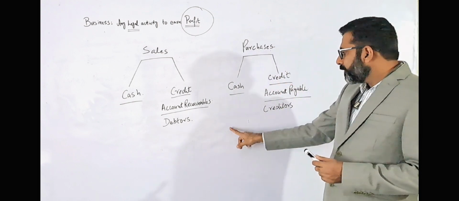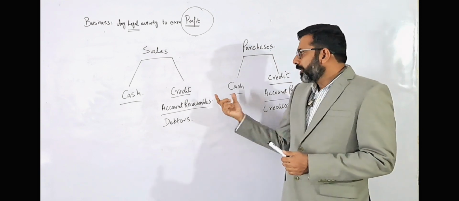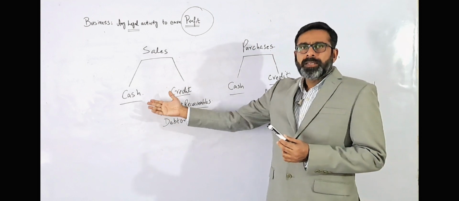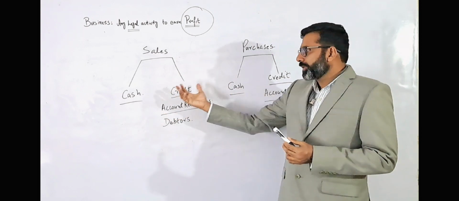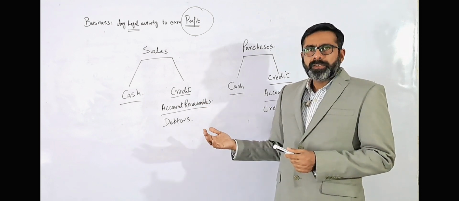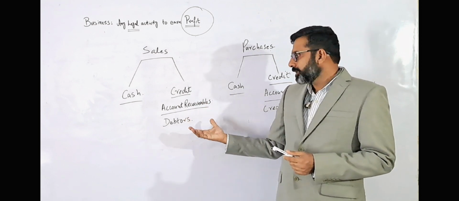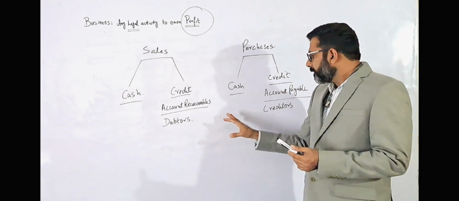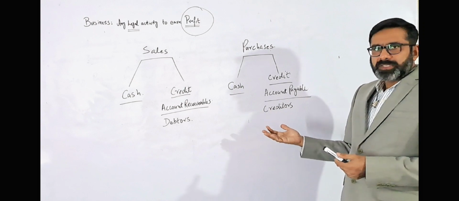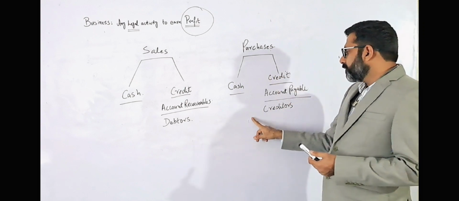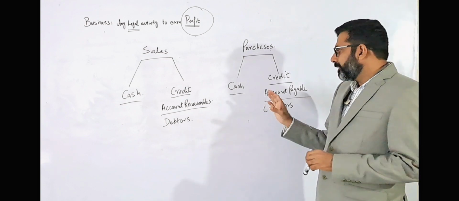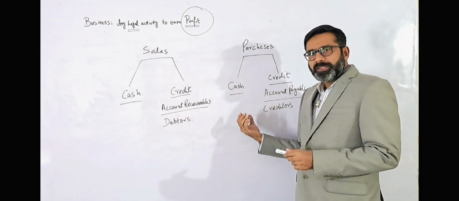Now, the money that you are receiving immediately or the money you are paying immediately will be cash sales or cash purchases. But if there is a promise that you will receive the money after 10 days, 20 days, 30 days, depending on the credit terms, or the money you have to pay after some time, it will be credit purchases or the payables will be there. All it depends on the credit term. It may be for the sales or it may be for the purchases.